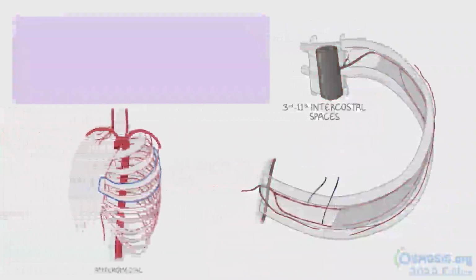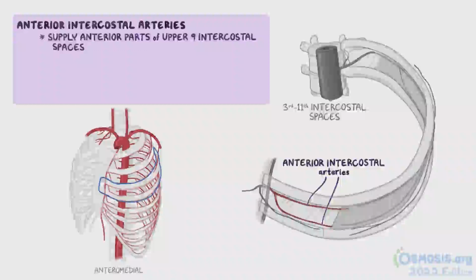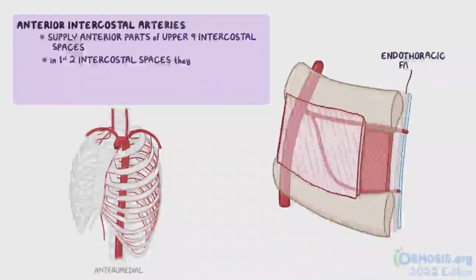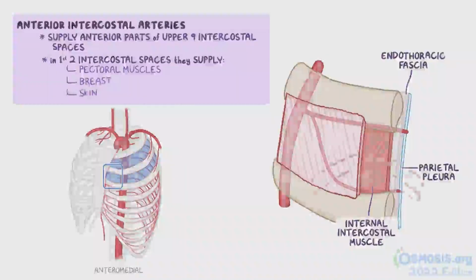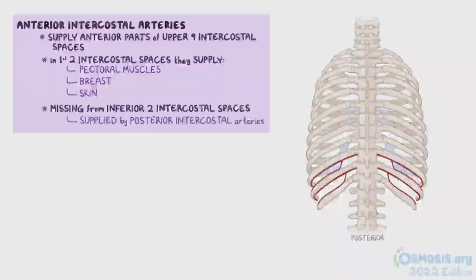Now, the ipsilateral pairs of anterior intercostal arteries supply the anterior parts of the upper 9 intercostal spaces. They pass laterally in the intercostal space, one near the inferior margin of the superior rib and the other near the superior margin of the inferior rib. In the first 2 intercostal spaces, they lie initially in the endothoracic fascia between the parietal pleura and the internal intercostal muscles. They supply the intercostal muscles and send branches through them to supply the pectoral muscles, breast, and skin. They're missing from the inferior 2 intercostal spaces because these spaces are supplied only by the posterior intercostal arteries and their collateral branches.